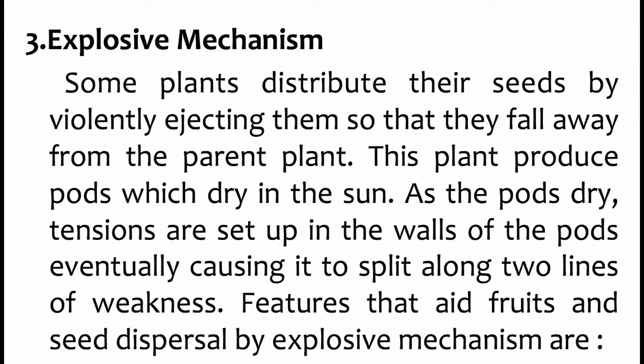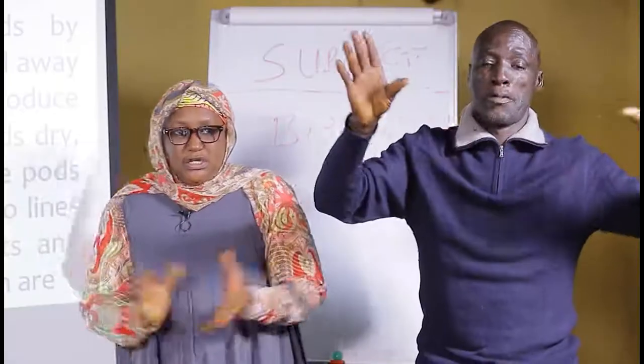Some plants distribute their seed by violently ejecting them so that they fall away from the parent plant. This plant produces pods which dry in the sun. As the pod dries, tensions are set up in the walls of the pod, eventually causing it to split along the two lines. This is what I have already explained.